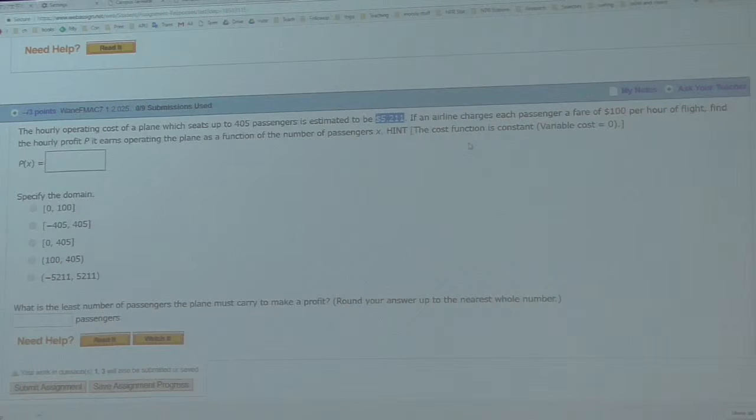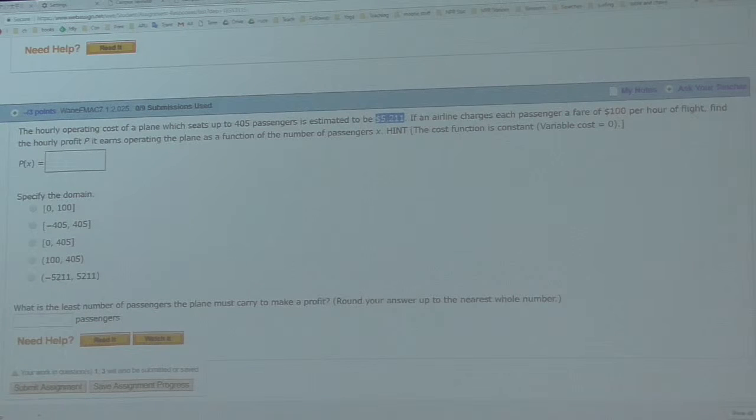The cost function is what? Cost function is just this, just the fixed cost. Okay? That's what they're telling us. I told you they threw in a lot of distractions here. But the cost function is that.